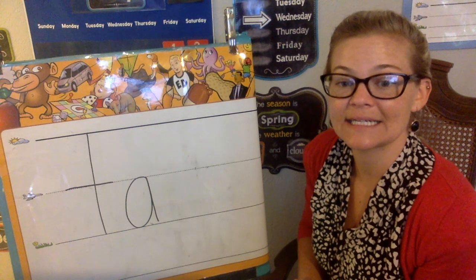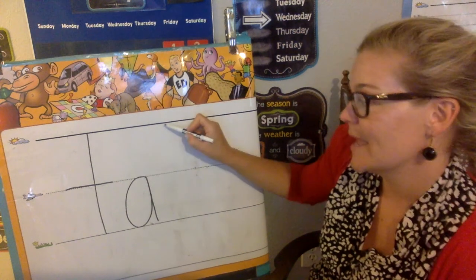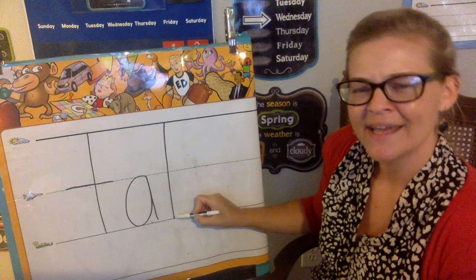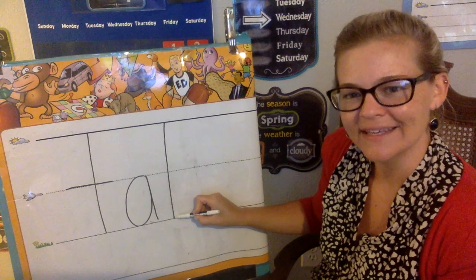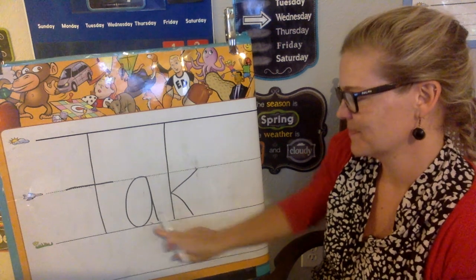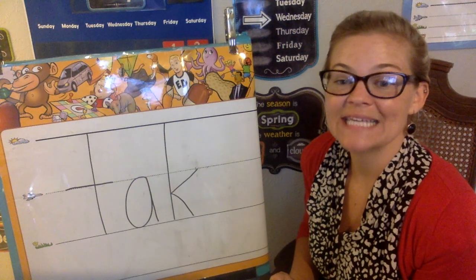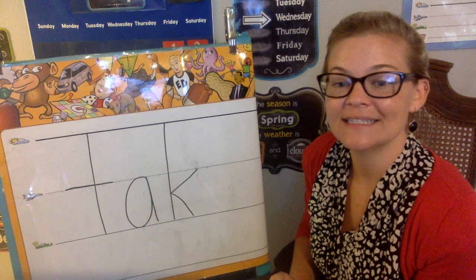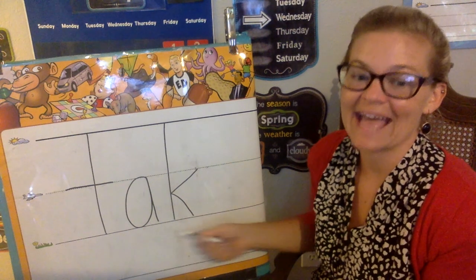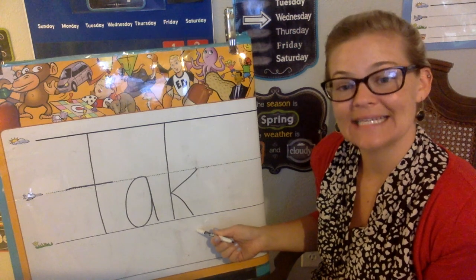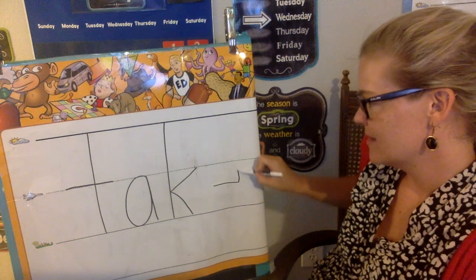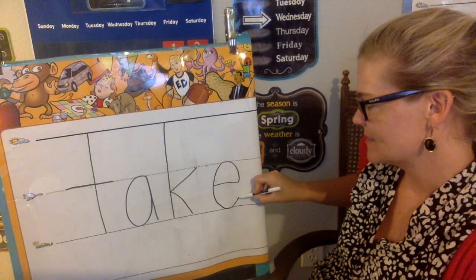Take, ka, ka. That's a K. Lowercase k goes from skyline to grass line. And this is the tricky part. It's like a sideways V from plane line to grass line. And then a lowercase e at the end, a silent E, because this spells tack, but we need it to spell take, like take your time. So a silent E is from plane line to grass line.